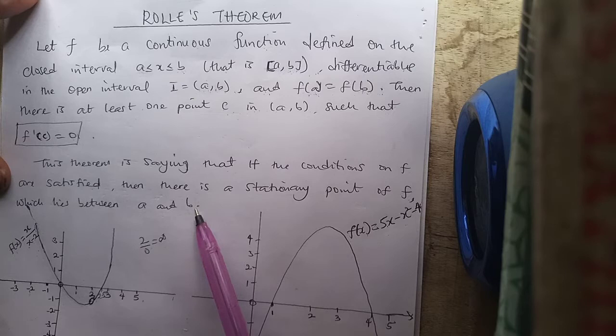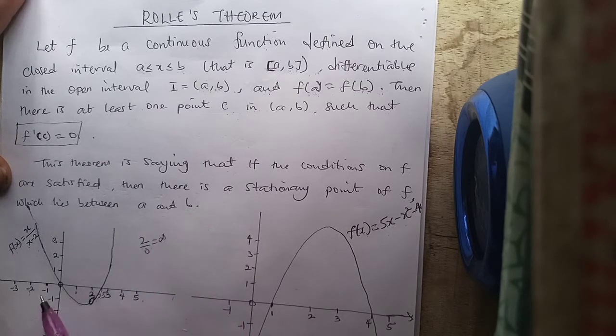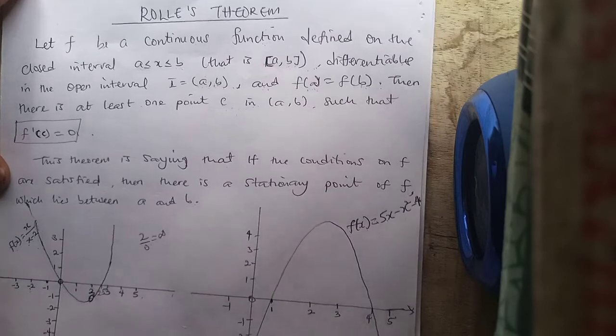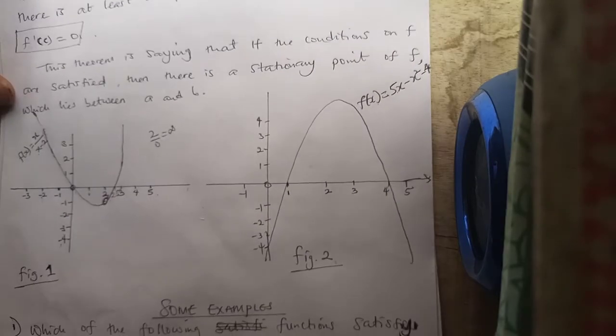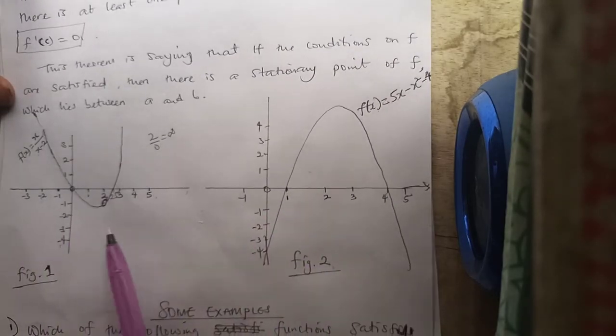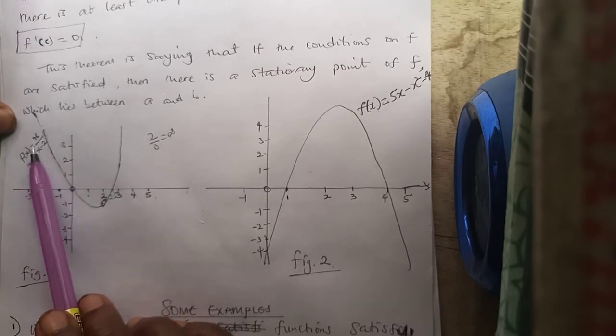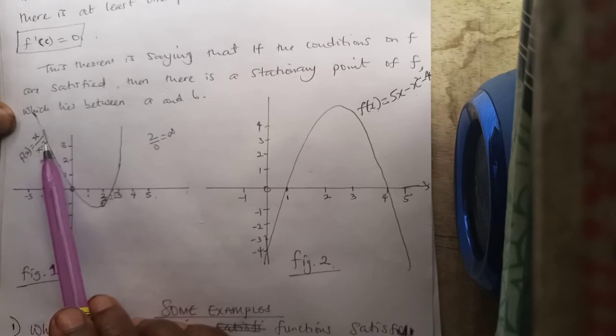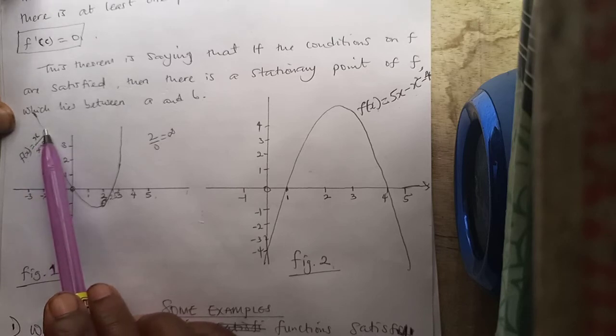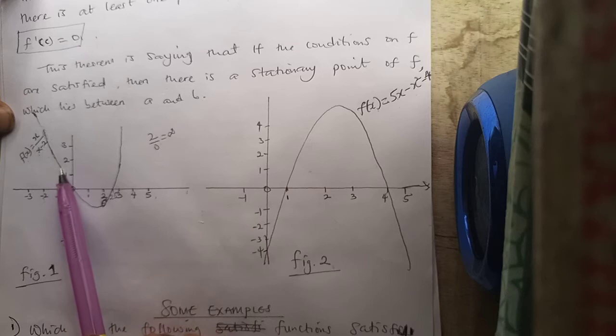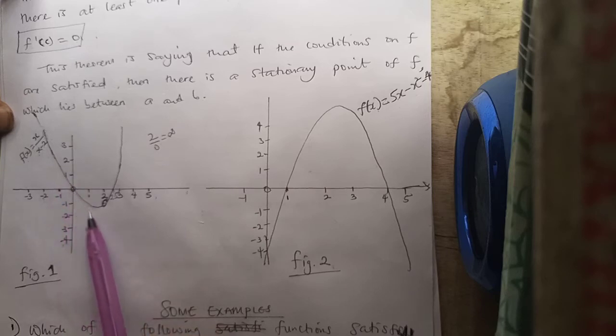Now, we shall see some examples to get a clear picture of what Rolle's theorem is saying. But before we move into some examples, let's take a brief explanation on continuity. Look at the two figures over here. The first one is a graph of the function f of x equals x over x minus 2. This function will be continuous for every value of x except 2.